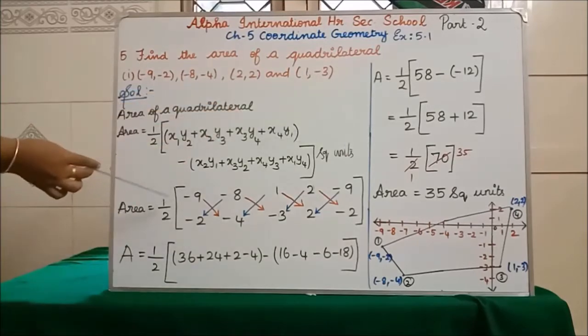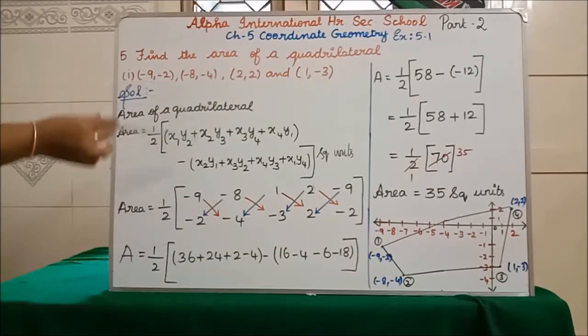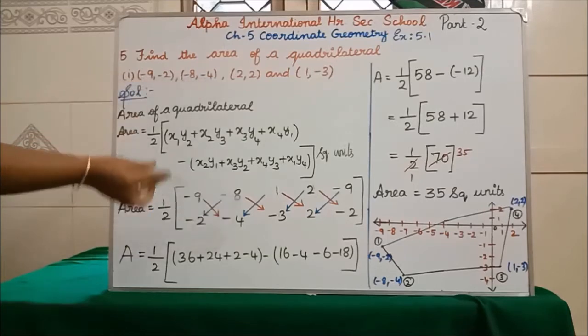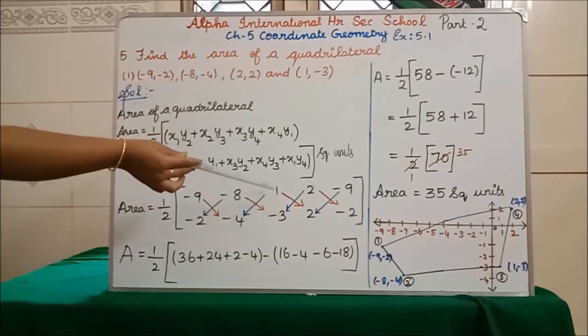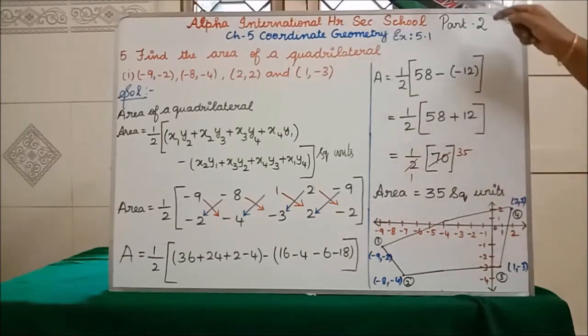Clear? Area is equal to 1 by 2. Here, how we have the first word? Minus 9 comma minus 2, minus 8 comma minus 4, 2 comma 2, but what I have written is 1 comma minus 3. Why I have written like that, I told before writing the column, what we have to draw the graph. Students, since I don't have space on this side, I have drawn it at the last. But in your classwork, you will have the space on the side.